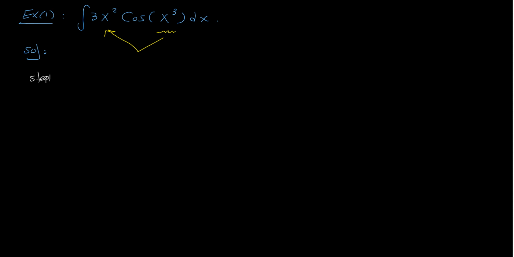In step number 1, we let u equals the inner function. Then we find the differential of both sides. The differential of u is du. The differential of x cubed is 3x squared dx. Now we replace 3x squared dx together by du. Let's do this in the second step.